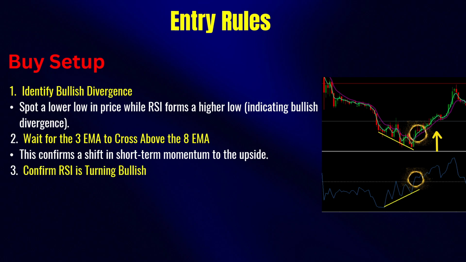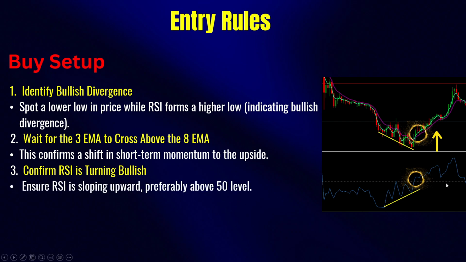Next one, confirm RSI is turning bullish. So how do we do that? We look at RSI for the buy signal. It should be moving upward, and I prefer it to go above the 50 level over here. When it's going up, it's confirming buy momentum. So when this candle was established, RSI also crossed above the 50 level, confirming the buy signal.